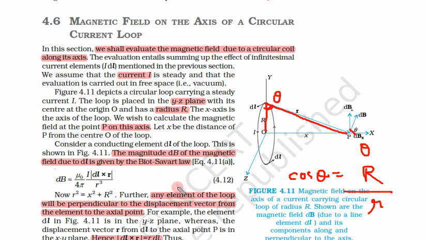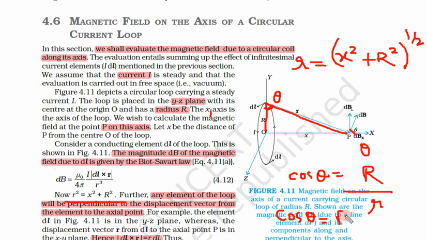And what is the value of small r? From here we can get that r square is equal to x square plus r square. Now let me remove this square. So what do we get? We get the power half, or under root of this. So what is cos theta now? Cos theta is simply capital R upon x square plus r square to the power half. That is our cos theta.